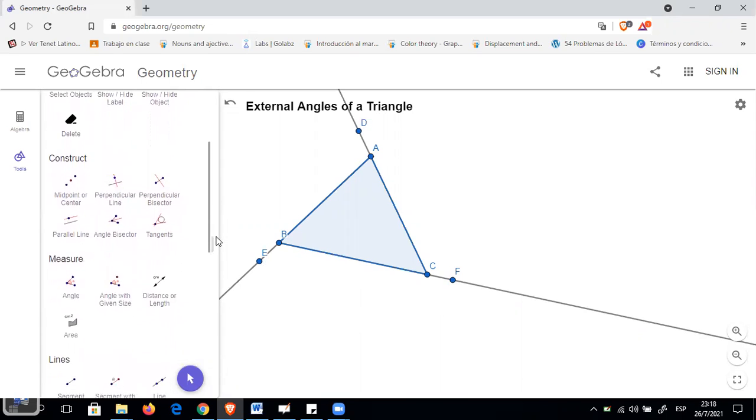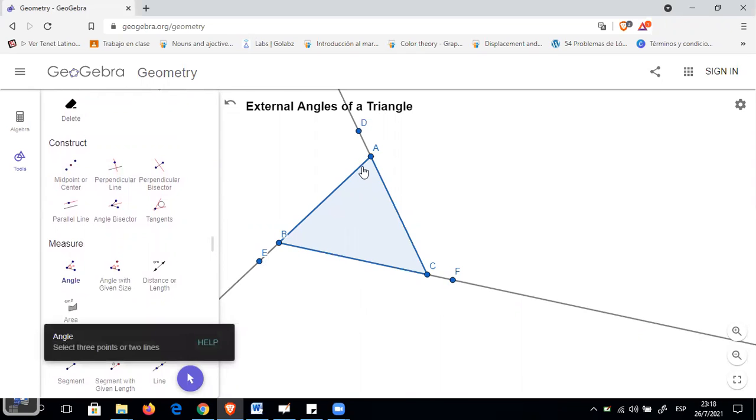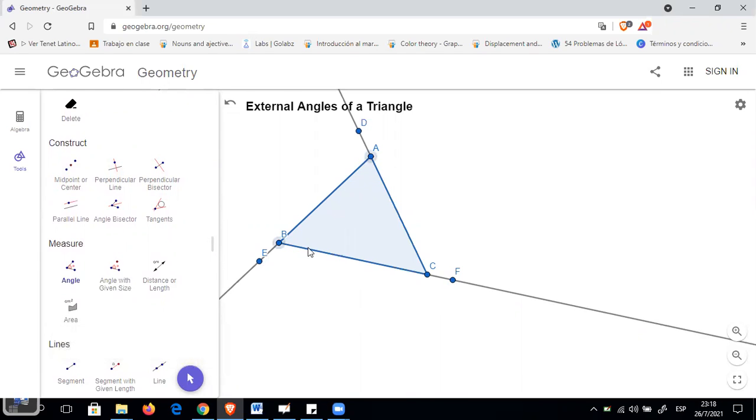Moving to angles. First, the internal angles: A, B, C, then B, C, A, and C, A, B. Now we're going to do the external angles, starting with the point D, then A, and now B. Now E, B, C. Now F, C, and A.